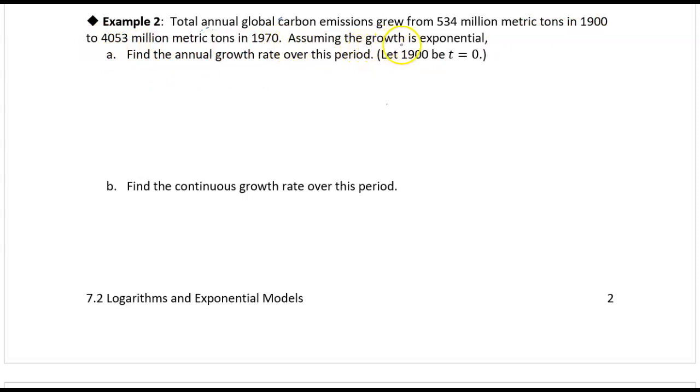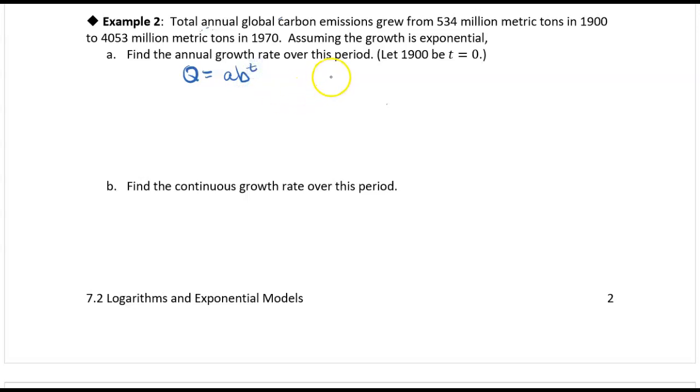Assume the growth is exponential. Find the annual growth rate. Okay, so annual growth rate, we want to know what's the growth rate per year. That's going to be r. It doesn't say continuous. So when they're asking for annual growth rate and it doesn't say continuous, you've got to assume it's r. Okay, so we want to model this as Q equals A, B to the t.